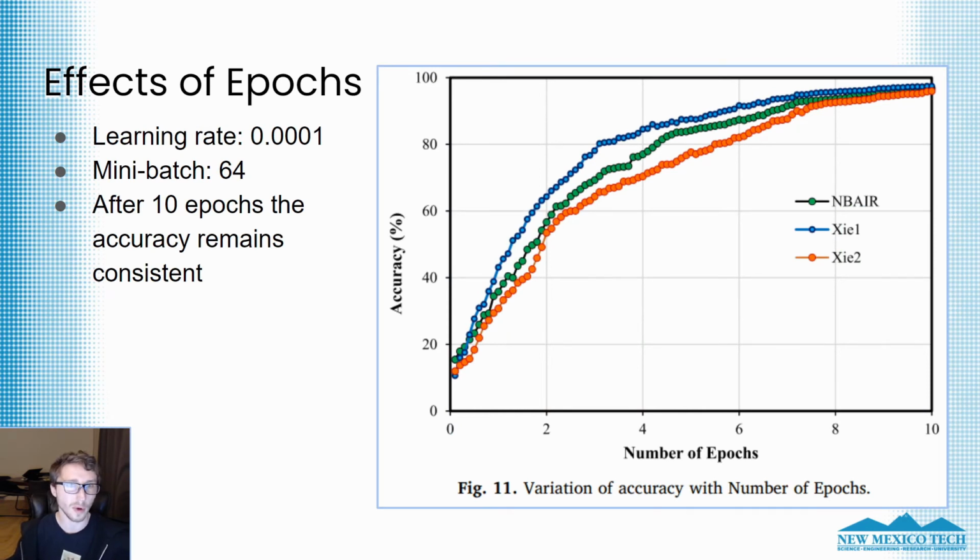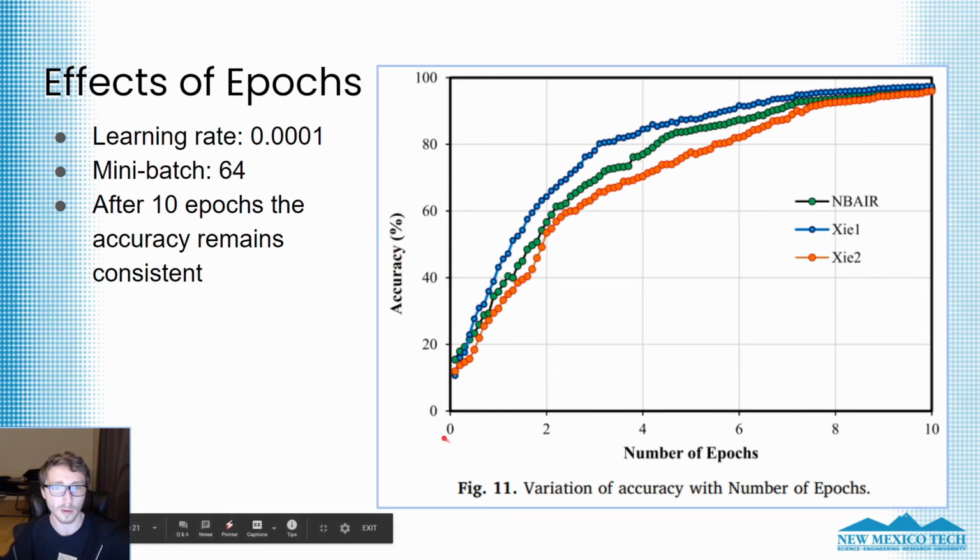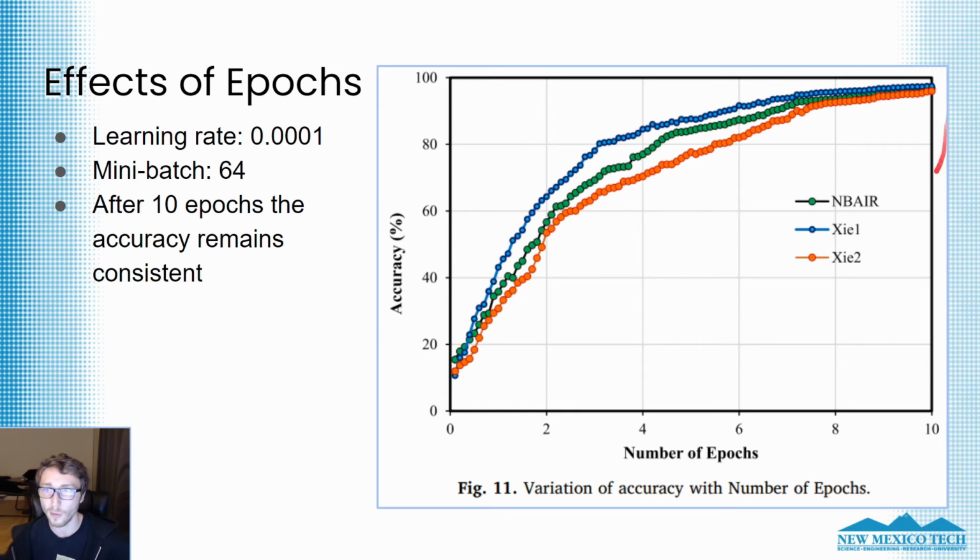Testing the number of epochs, they tested it with the decided learning rate from before and a mini batch size of 64. There's a great deal of accuracy increase up to 4 epochs, and after that it starts leveling off until it reaches 10, where the authors concluded there would be minimal accuracy increase, and it would only make the efficiency of the program much worse. So they decided that 10 epochs would be the best.